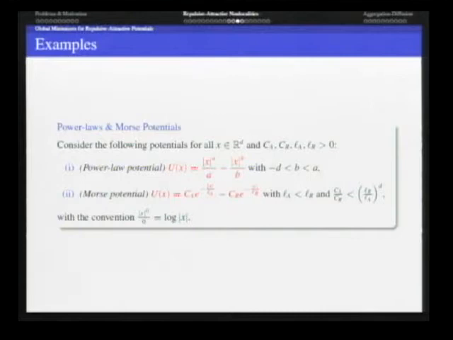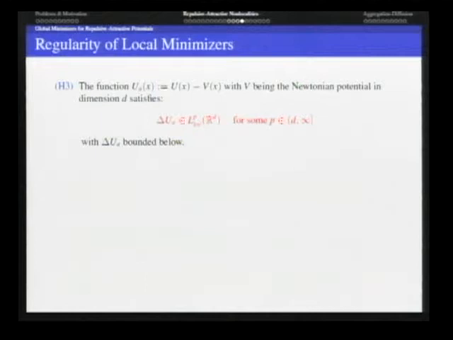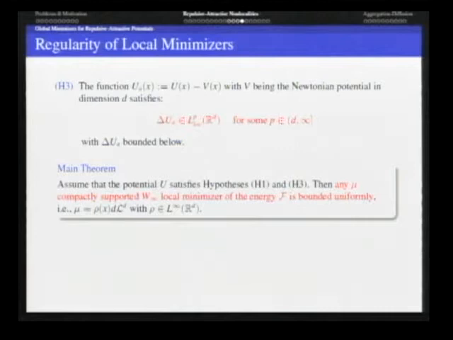Good. A final comment in this direction. You can also ask yourself, what can you say about the regularity of the local minimizers, let's say close to the Newtonian case, for instance. In the particular case of the Newtonian, you can do that in great detail. If the repulsive part of the interaction energy is the Newtonian, you can prove that all the local minimizers are L infinity compactly supported densities. So you can take advantage of the very strong repulsion to prove even regularity.